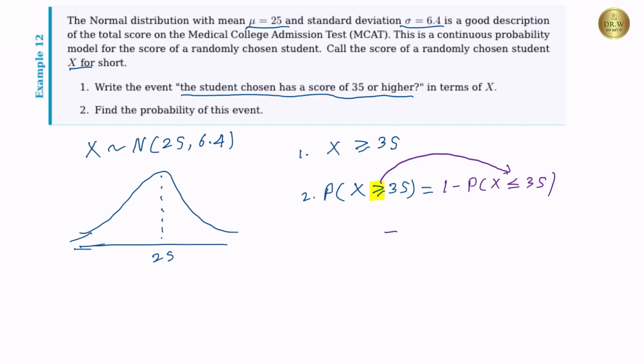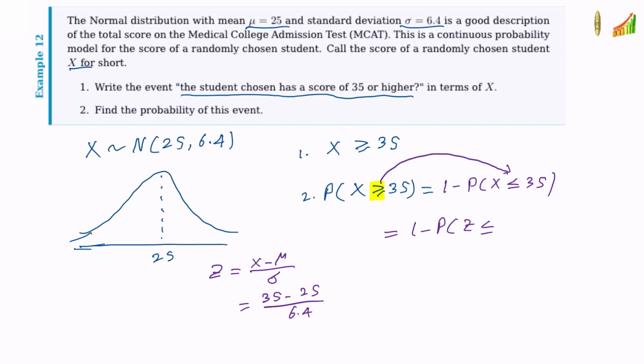Then what is next? We convert x to z. 1 minus probability z less than or equal. How do we convert to z? Could you remember the z value? Z equals x minus mu over sigma. What is x here? 35. Mu is the mean, 25. Sigma is 6.4. This is 1.562. I first find the answer to 3 decimals, then I round to 2 decimals, because for the z value in the table, we can use only 2 decimals.